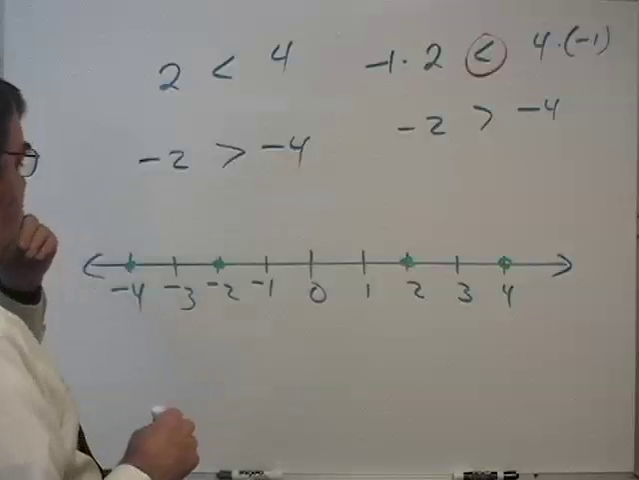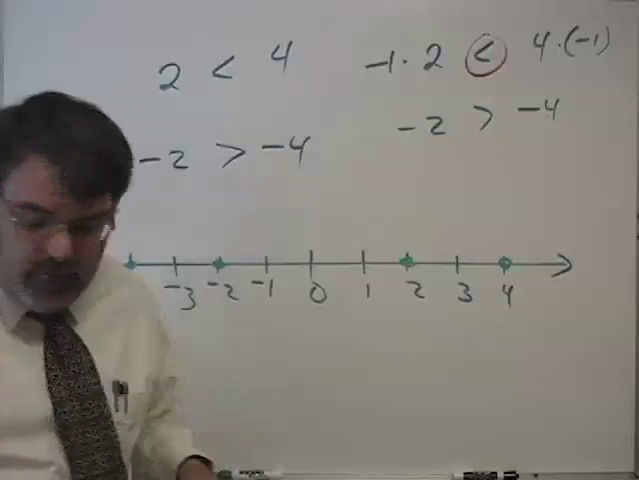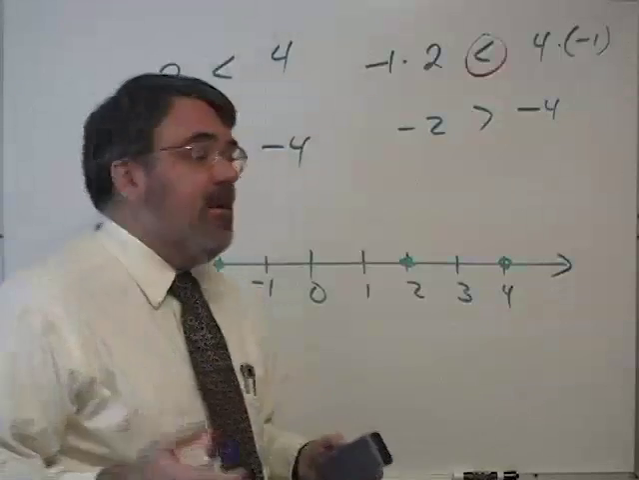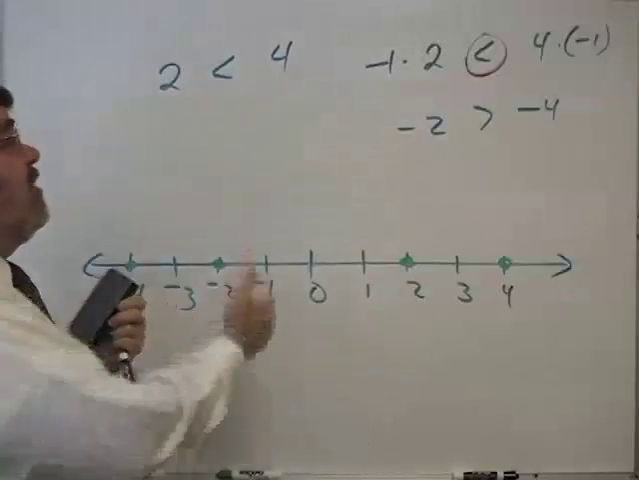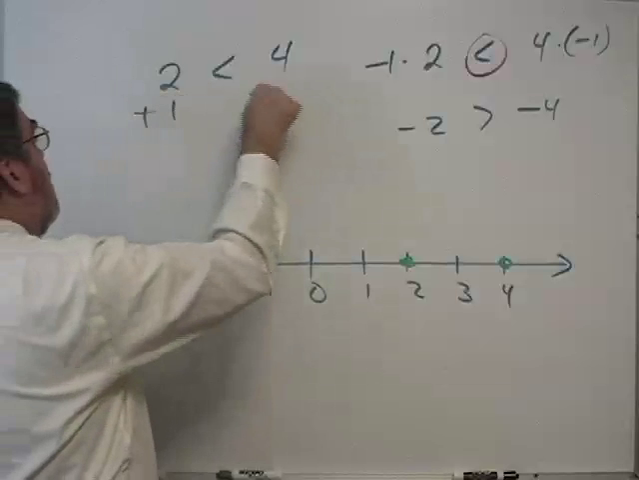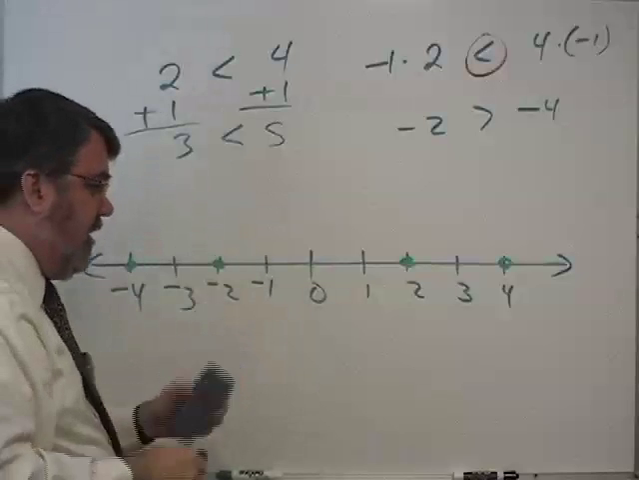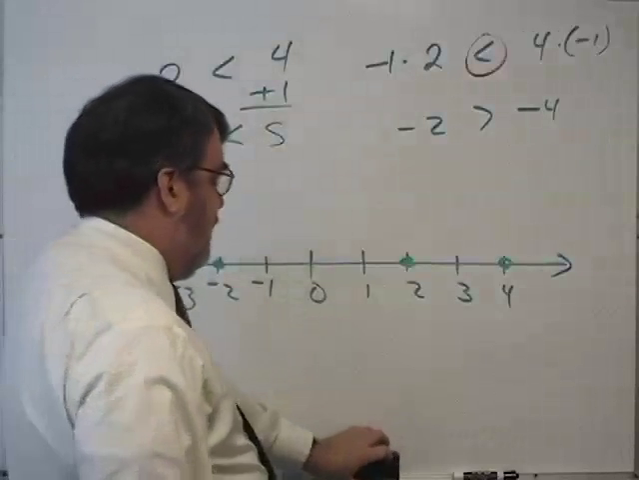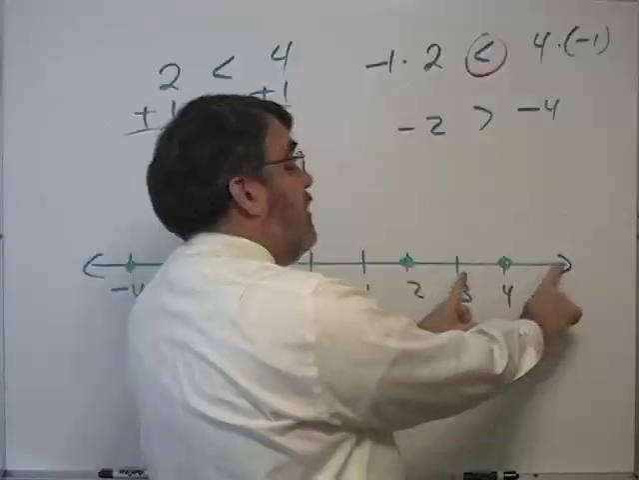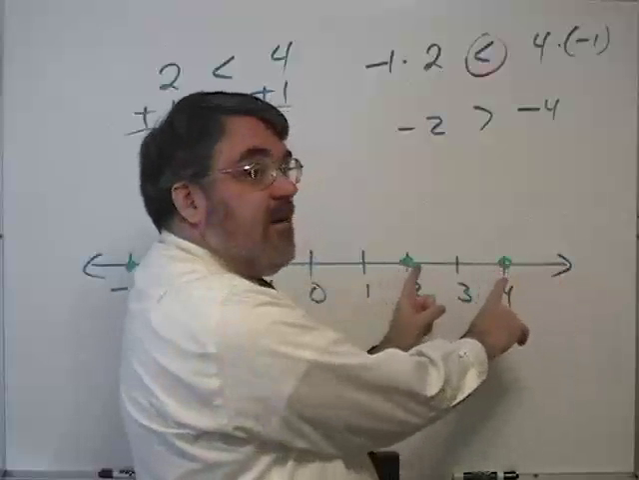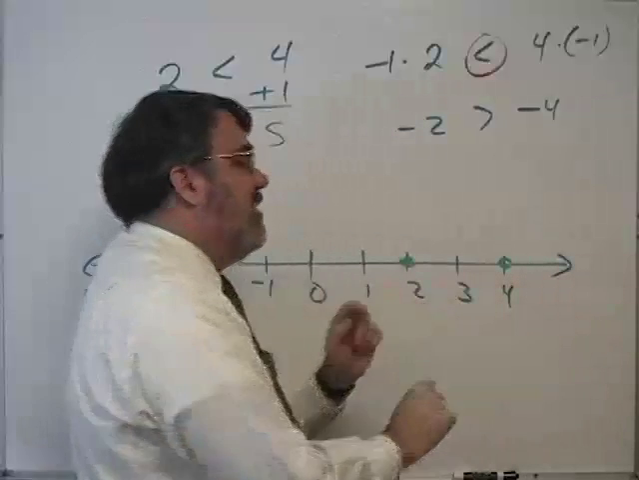Now, as far as anything else, when you're talking about inequalities, if you add or subtract numbers to an inequality, it doesn't change the orientation. For example, if I added 1 to both sides here, then I get 3 and 5, and 3 is still less than 5. And the net effect is that 2 and 4, when I added 1 to both sides, slid over to here, became 3 and 5. So adding a number to both sides of an inequality shifts it to the right.